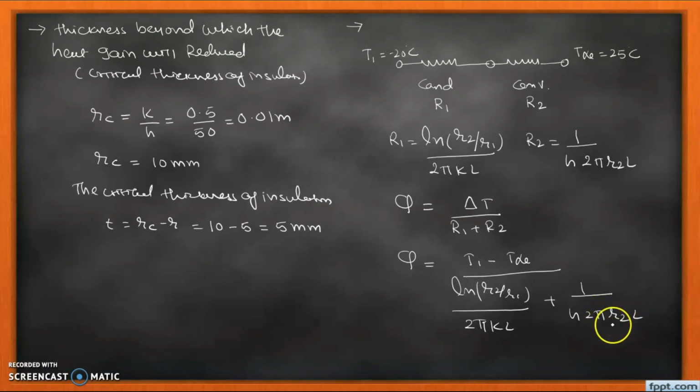Now students, the R2 is the outer radius, and here we have 4 different cases for the thickness of insulation. Using the thickness of insulation, we are able to calculate the R2, and we just have to change the value of R2 in this formula to get the heat gain in the different cases of thickness of insulation. So we start with case number 1.